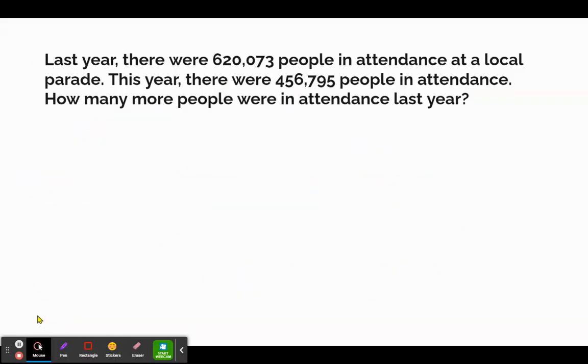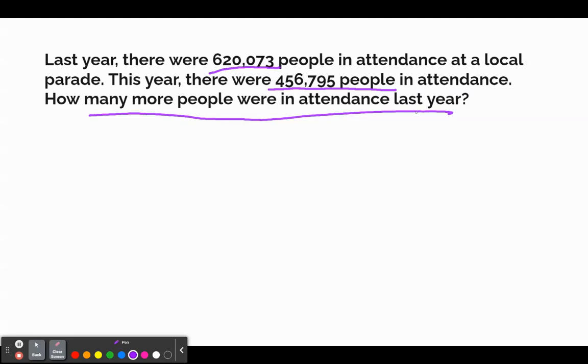All right, now let's go ahead and take this into a word problem. So last year, there were 620,073 people in attendance at the local parade. This year, there were 456,795 people in attendance. How many more people were in attendance last year? So we want to find the difference.